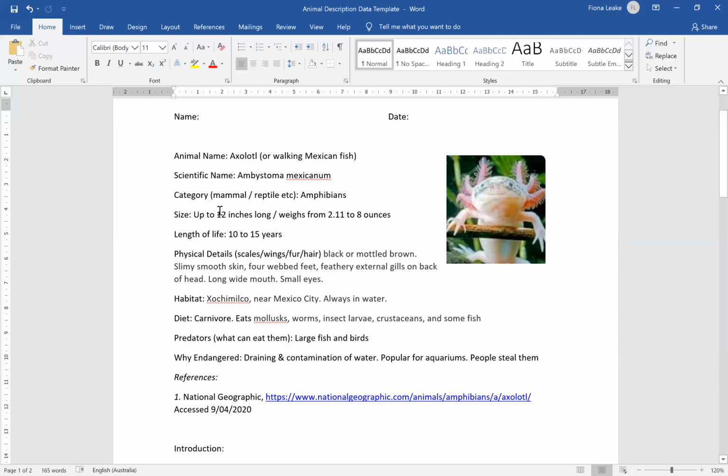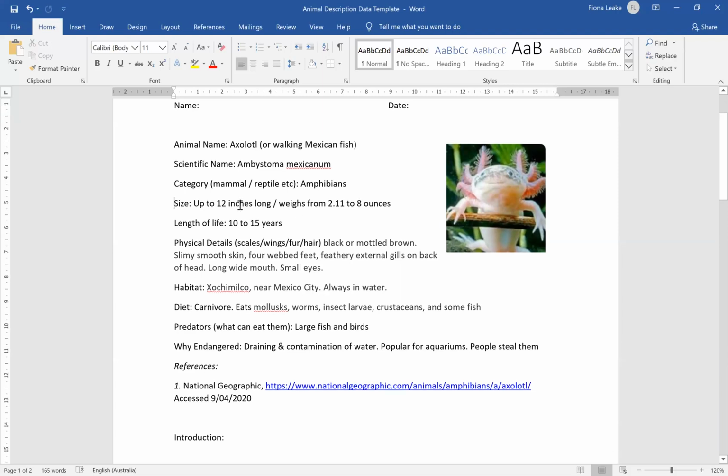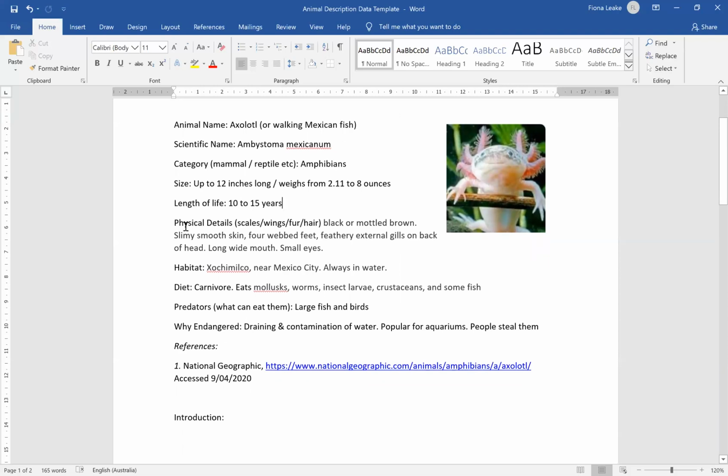Size: it can grow up to 12 inches long, and it weighs between 2.11 to 8 ounces. It can live for 10 to 15 years. Physical details: it's black or mottled brown, with slimy smooth skin, 4 webbed feet, and feathery external gills. So these are gills here, so that's how he breathes. On the back of his head, it's got a long wide mouth and small eyes.